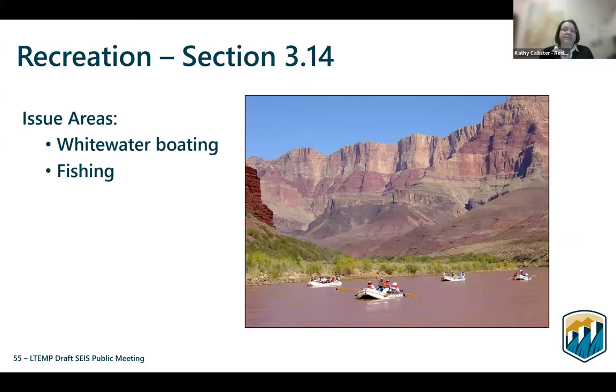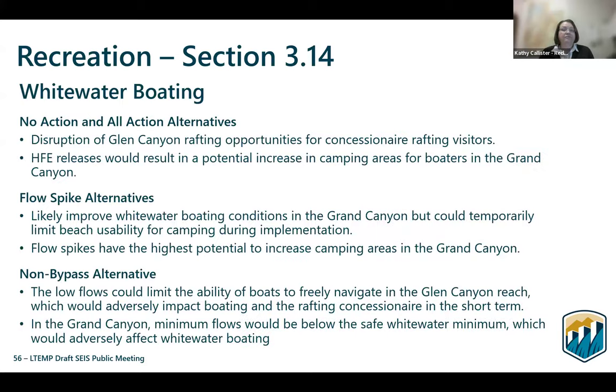For recreation, and this is covered in depth in section 3.14, the issue areas include whitewater boating and fishing. Under the no action and all action alternatives, there would be a disruption of Glen Canyon rafting opportunities. And for concessionaire rafting visitors, HFE releases would result in a potential increase in camping areas for boaters in the Grand Canyon. For the flow spike alternatives, it's likely to improve whitewater boating conditions in the Grand Canyon, but could temporarily limit beach usability for camping during the implementation of those alternatives. And flow spikes have the highest potential to increase camping areas in the Grand Canyon.